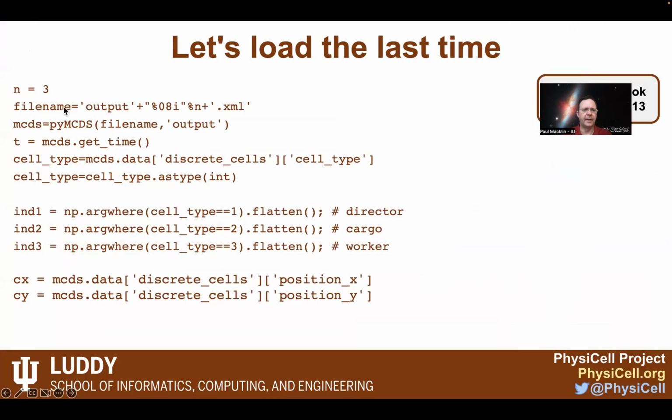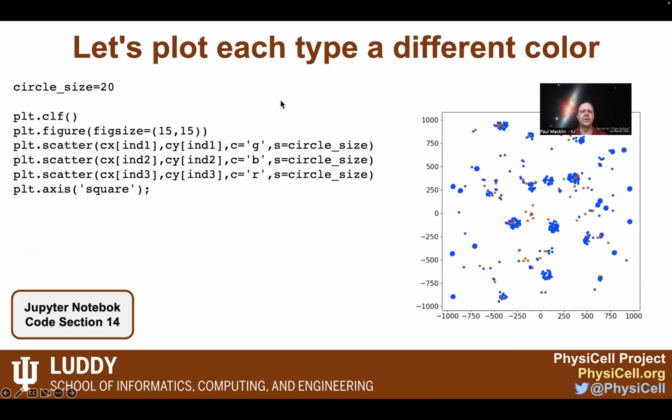So just remember, we construct our file name for a particular time. We load the data file, we get the current time. And I'm going to save three indices. Index 1 will be the list of all cells of type 1, which are my director cells. Index 2 is a list of all cells of type 2. And 3 is the indices of all cells of type 3, which will make it easier for us to do these plots.